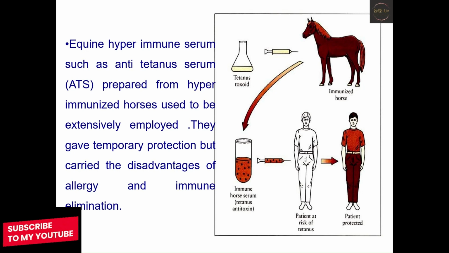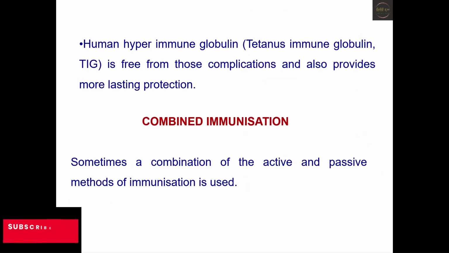Here in this picture it can be seen that the tetanus antitoxin is prepared by immunizing horses with tetanus toxin, and blood plasma is obtained from these immunized horses, which is rich in antibodies against the tetanus toxin. The antitoxin has a specific power of neutralizing the toxin prepared by Clostridium tetani, which is the causative organism of tetanus. Human hyperimmune globulin, which is free from these complications, also provides more long lasting protection.